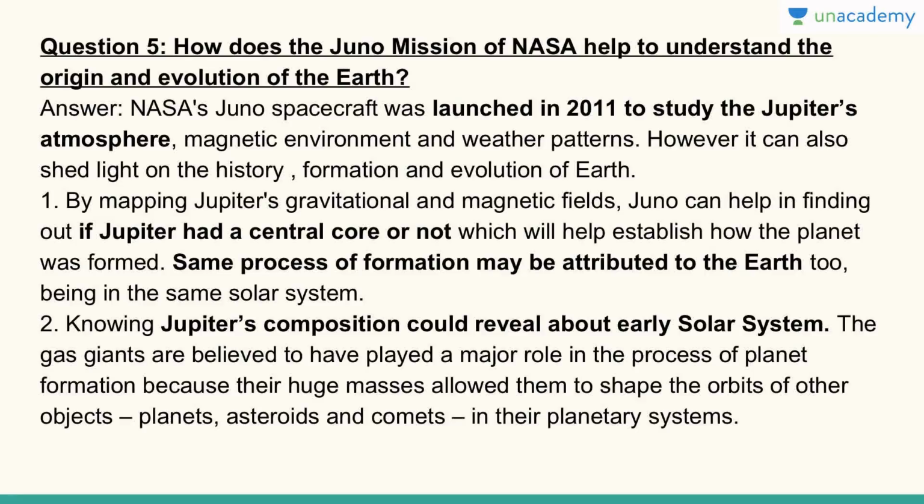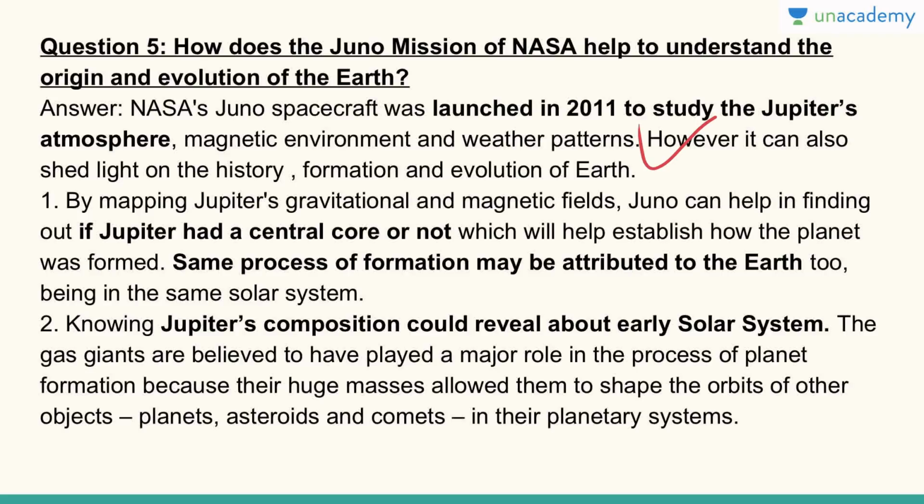Question number 5. How does the Juno mission of NASA help us to understand the origin and evolution of Earth? Now this is again an important question because we are the citizens of Earth, so we should know about Earth. So NASA's Juno spacecraft, the basic information, it was launched in 2011 to study Jupiter's atmosphere, magnetic environment, weather patterns, etc. But if you know about the gas giants, you can extrapolate it to the terrestrial planets like Earth. So it can shed light on the history, formation and evolution of Earth.